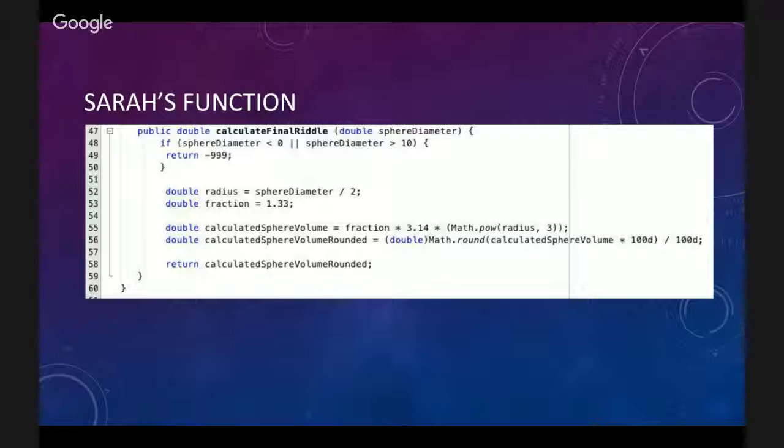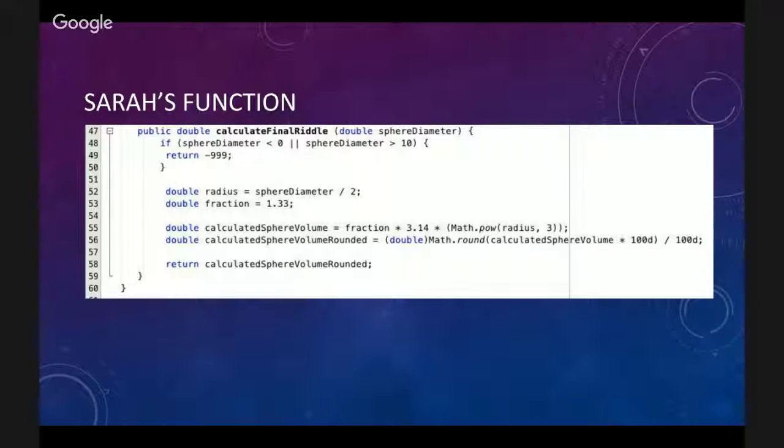So next we move on to writing the actual code. And that's really easy once we've written the pseudocode because we can just convert it. So again, if the sphere diameter input is between 0 and 10, we get to move on and continue on with the code. However, if it's not, it automatically returns negative 999 to the user and it stops the function in its tracks. So if it is within those bounds, we get to move on.